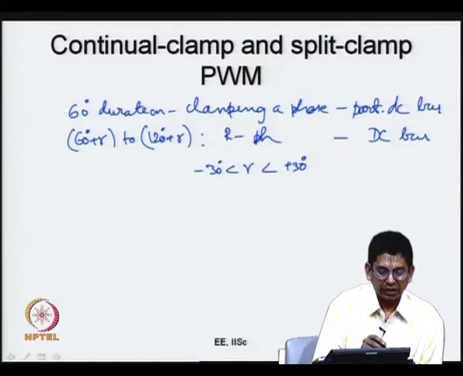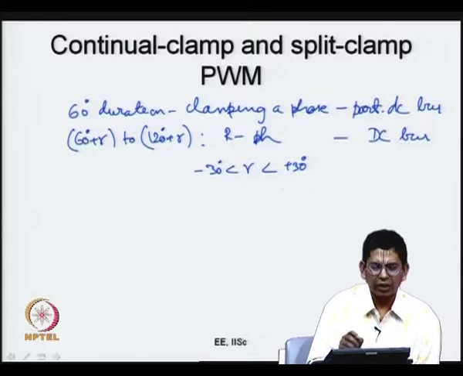So, if it is minus 30 degree, the clamping is between 30 to 90. If it is plus 30 degree, the clamping is between 90 to 150. If gamma is 0, it is between 60 to 120. Gamma can take any value in this range now, and this you call as a continual clamping, because it is clamped continuously for 60 degree duration now.